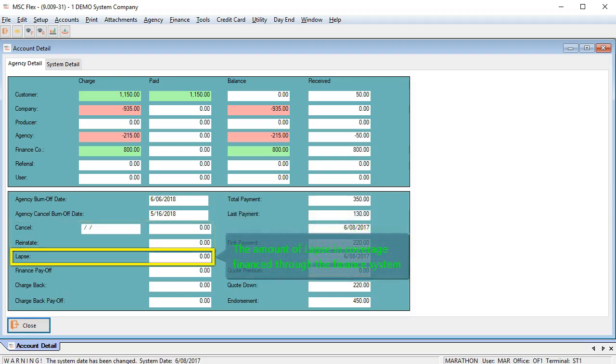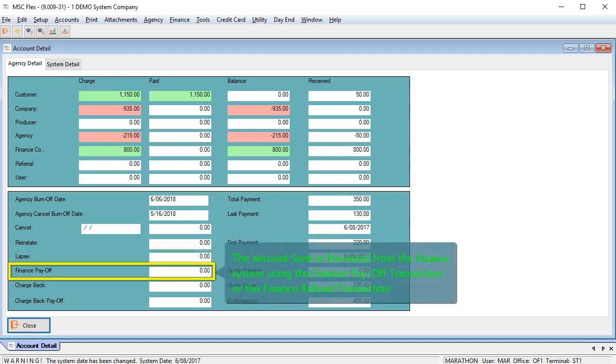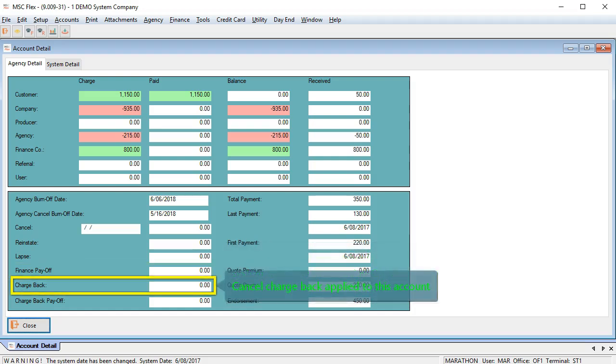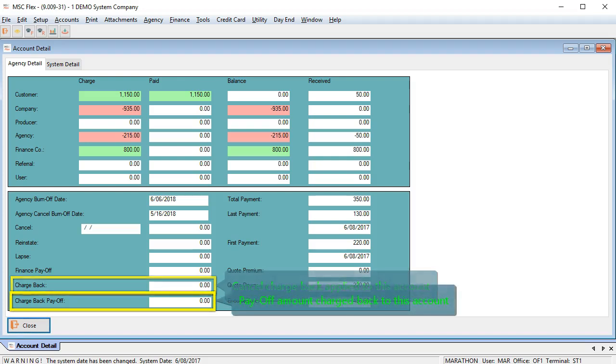The lapse amount is the amount of lapse in coverage financed through the finance system. The payoff amount is the amount sent or received from the finance system using the finance payoff transaction or the finance refund transaction. The chargeback is the cancel chargeback applied to this account. The chargeback payoff is the payoff amount charged back to this account.